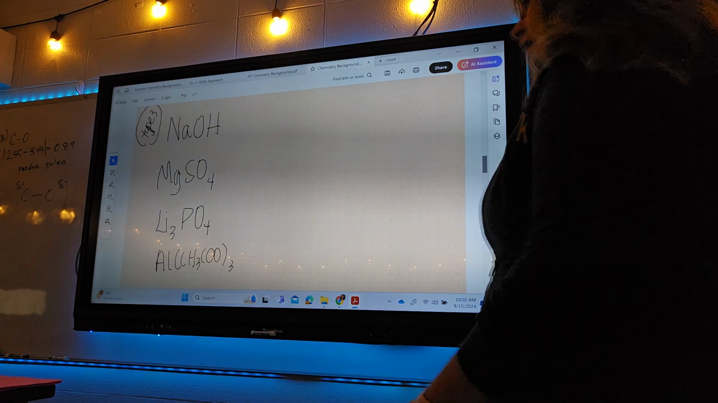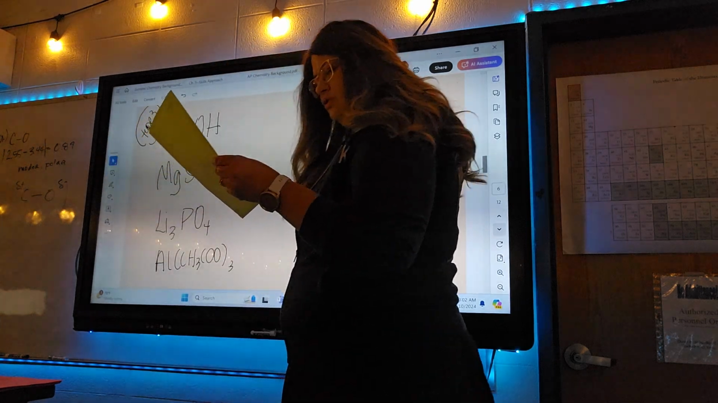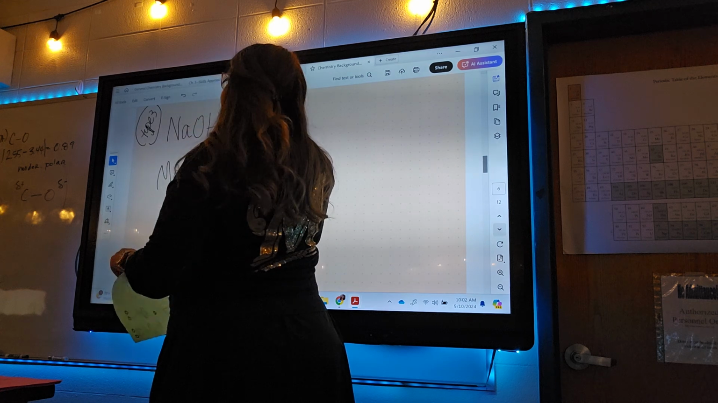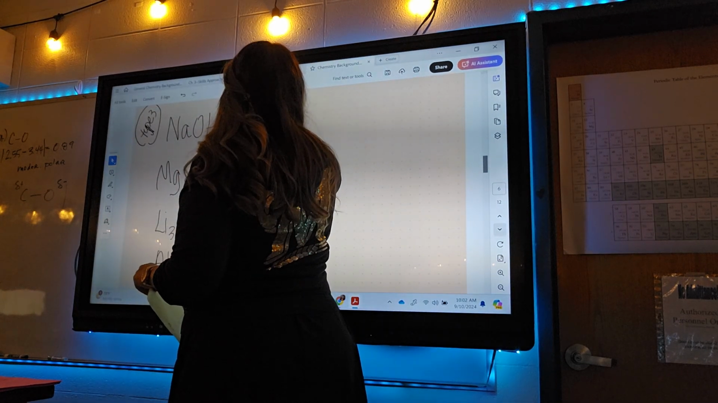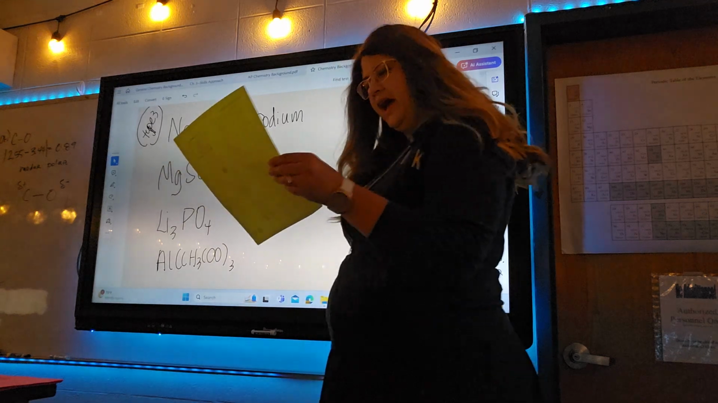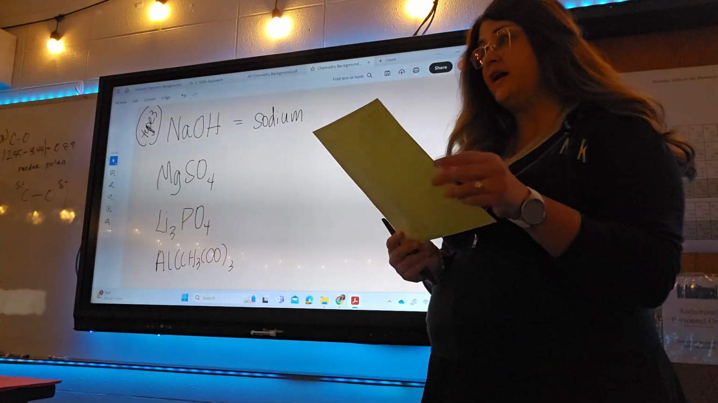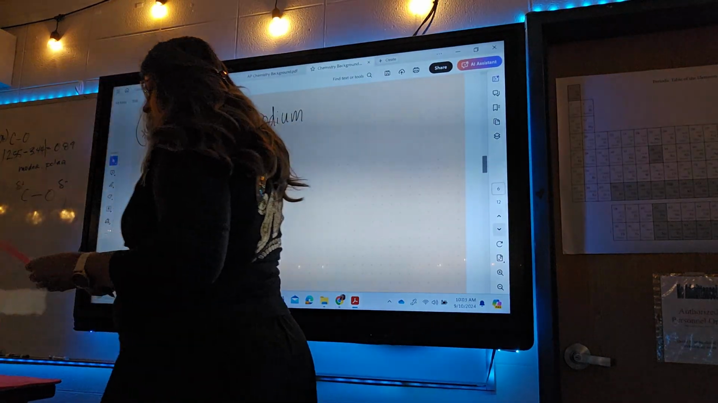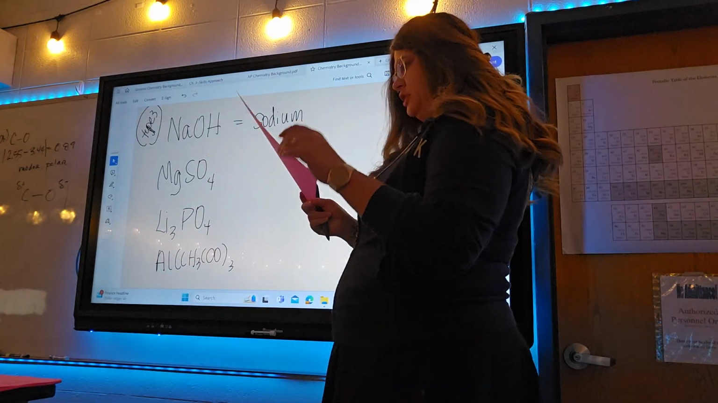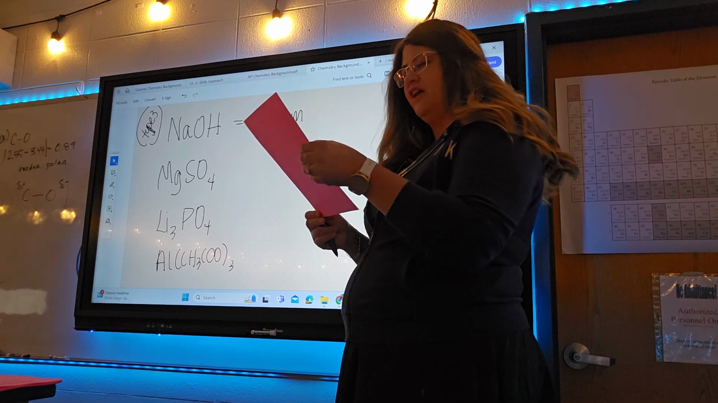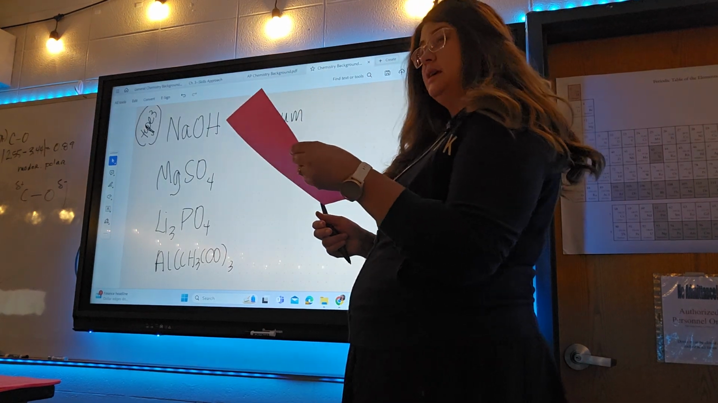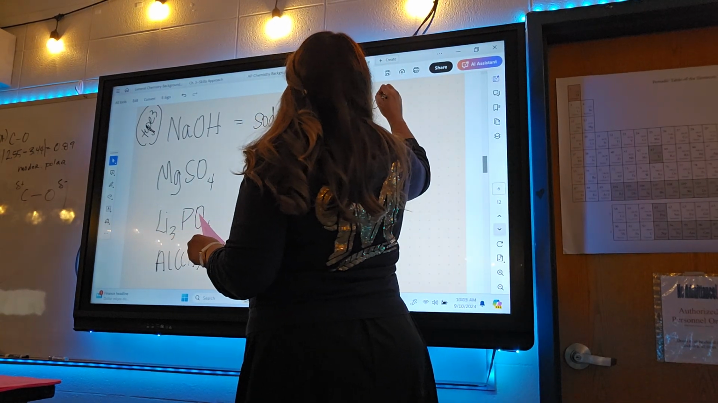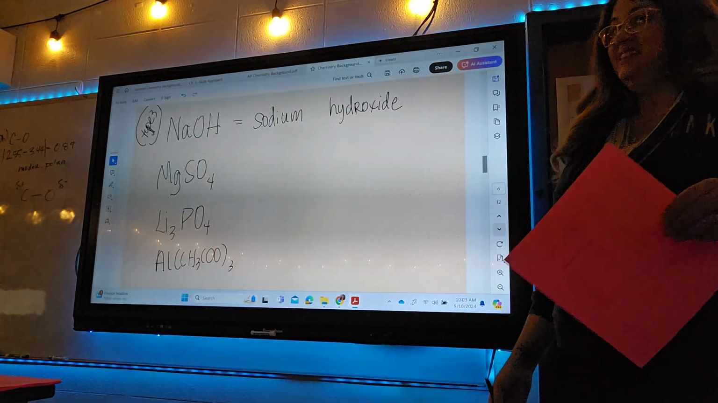Okay, so let's look at what the rules say. The rules say to name the metal, and that's the first word. So Na is the element sodium. And then the only other thing that I have to do if I have a type 3 compound is to name the polyatomic ion from the pink sheet. So now I'm just gonna look at my pink sheet and try to find OH. OH is about halfway down, a little bit earlier than halfway down. Do you see it? Yeah. It's called hydroxide. And that's it.